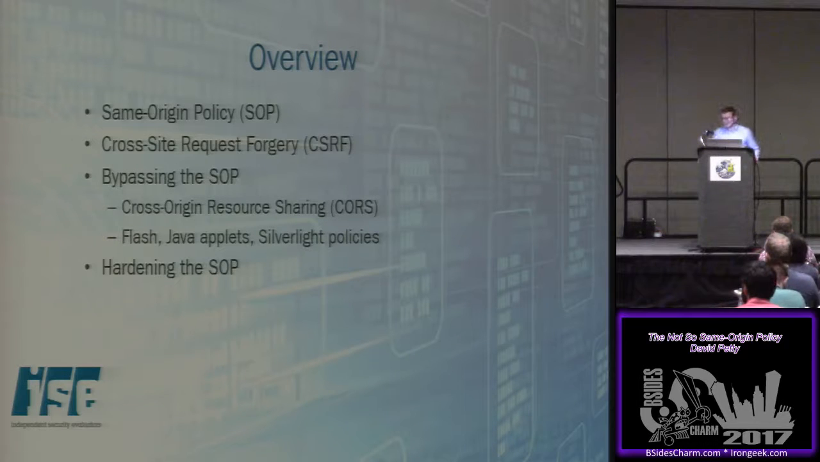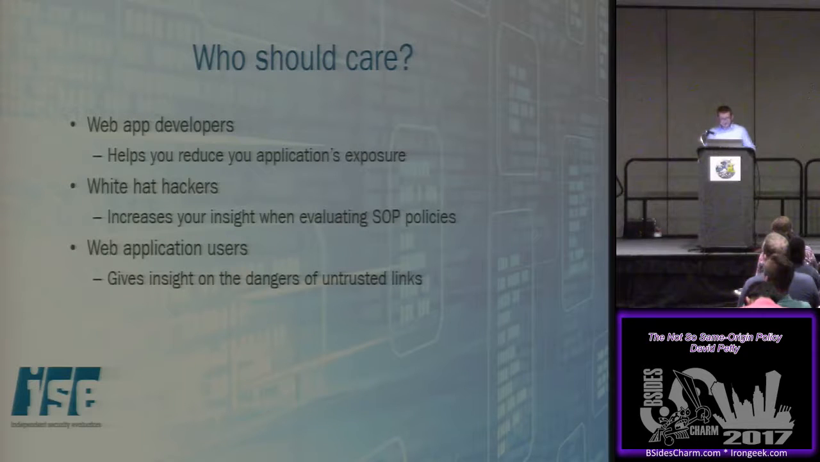Okay, so overview of the talk. I'm going to summarize the same origin policy and talk about how it's enforced. I'm going to summarize cross-site request forgery because that's going to be our main attack when exploiting the policy. And then I'm going to go into bypassing the same origin policy with custom policies. There are a number, including cross-origin resource sharing, and then custom policies for Flash, Java applets, and Silverlight applications. And then I'm going to talk a little bit about steps you can take to harden the policy.